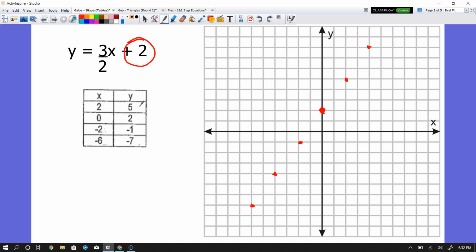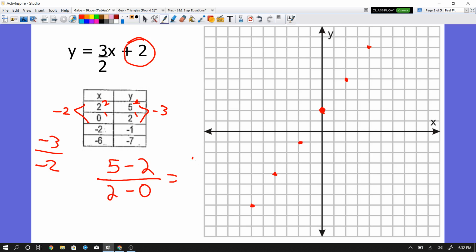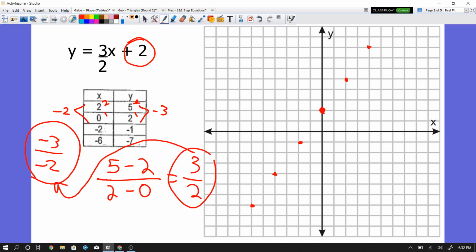But the thing we're looking for is how do you find slope? That's a change of minus 3. That's a change of minus 2. So that's negative 3 over negative 2. You'd also use the formula, y2 minus y1 over x2 minus x1. That would be 5 minus 2 and 2 minus 0, which will give you 3 over 2. You can see that this is the equal and opposite slope that created this line. And this slope is also found right here. It's the thing that's always next to your variable.